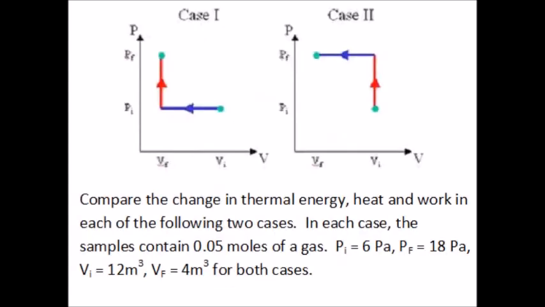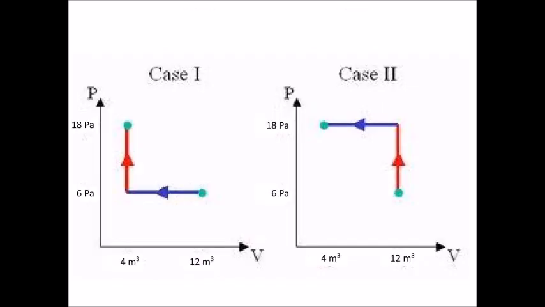How can we compare the change in thermal energy, heat, and work in each of the following two cases, case 1 and case 2? In each case, we have 0.05 moles of a gas. Pi, Pf, Vi, and V final are as listed there, and we have a lot of numbers here for case 1 and case 2. Case 1, as you can see, takes the low road. Case 1 has isobaric cooling and then isovolumeric heating. Case 2 has isovolumeric heating followed by isobaric cooling.